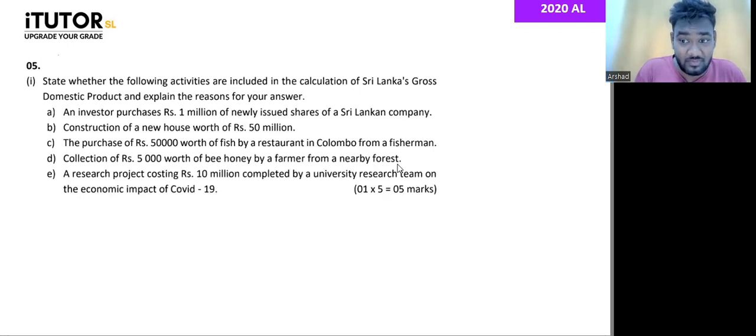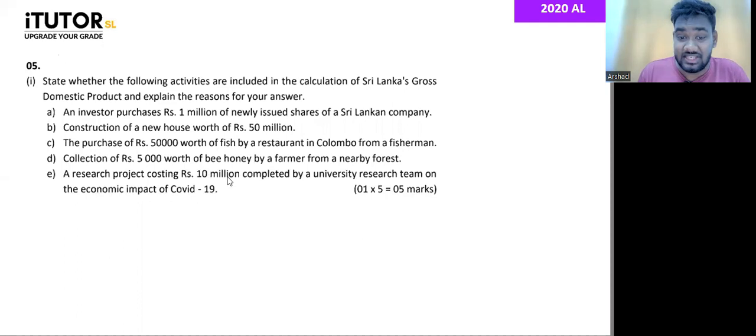D. Collection of 5,000 worth of bee honey by a farmer from a nearby forest. Yes or no? A farmer has gone to a forest and collected bee honey worth 5,000. It is included. Remember, when I taught you production boundary, I told you if someone goes to the forest and plucks some fruits and comes, we include that in GDP. Even though this is a natural resource, there has been some sort of human intervention, right? He has gone and collected it, so we can include it. Just fruits growing in a forest, you can't include. But if someone goes to a forest and plucks those fruits, you can include. Remember that.